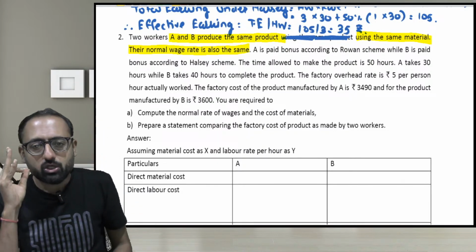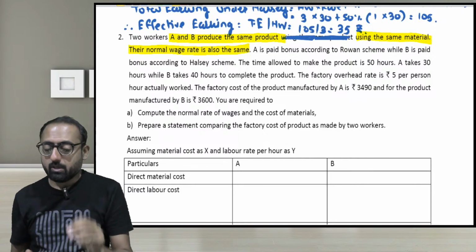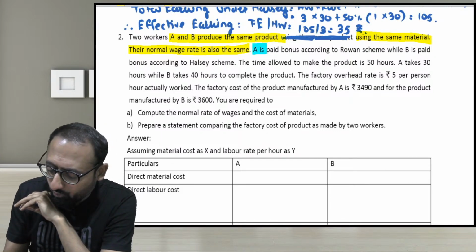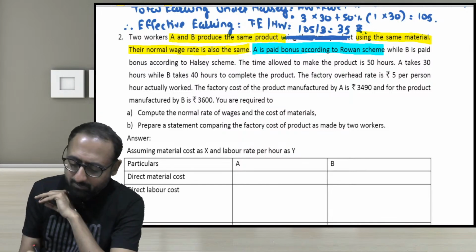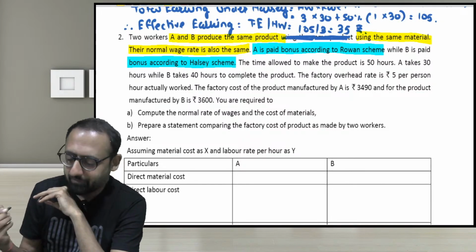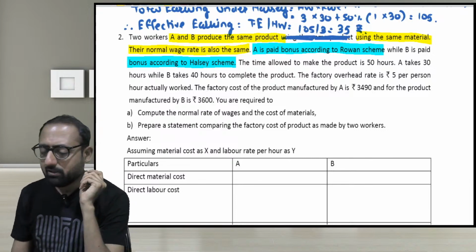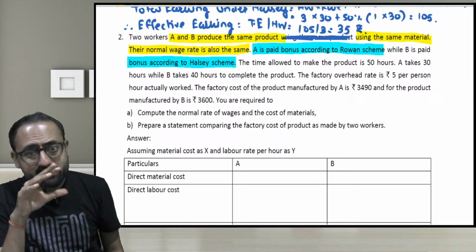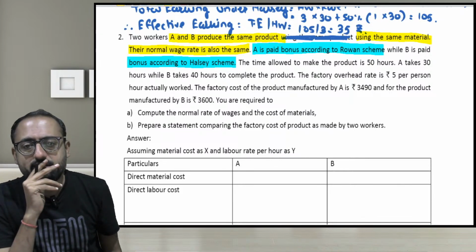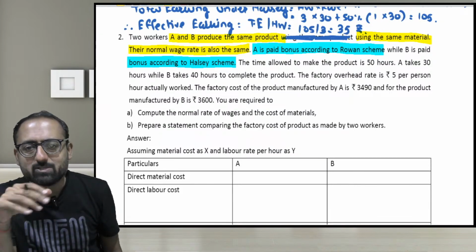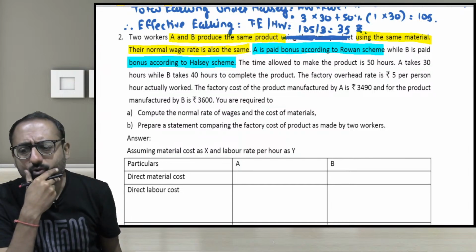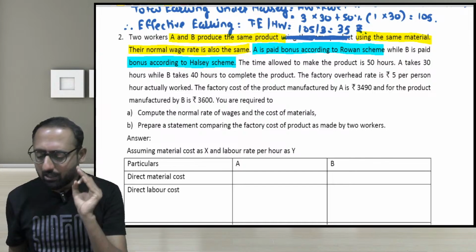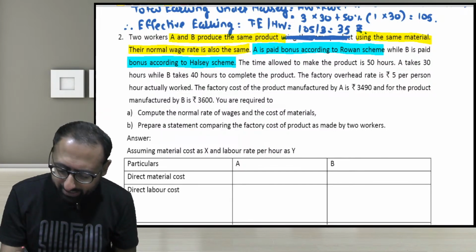Your normal wage rate is also the same. But what is different? A is paid bonus according to Rowan and B is paid bonus according to Halsey. So this is the different part. The incentive scheme is different for both of these. So A is paid bonus as per Rowan, you know the formula for Rowan, and B is paid according to Halsey. Time allowed to make the product is 50 hours.